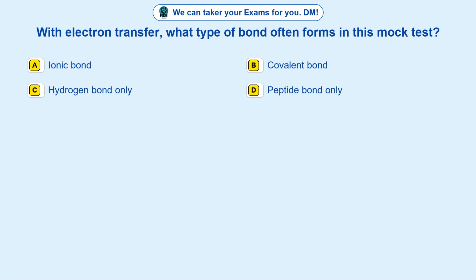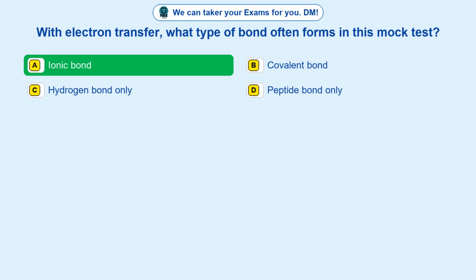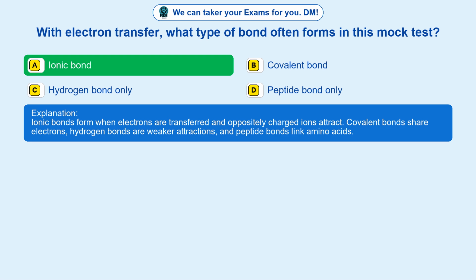Question 33. With electron transfer, what type of bond often forms in this mock test? Option A, ionic bond. Option B, covalent bond. Option C, hydrogen bond only. Option D, peptide bond only. The correct answer is option A. Ionic bond. Ionic bonds form when electrons are transferred and oppositely charged ions attract. Covalent bonds share electrons, hydrogen bonds are weaker attractions, and peptide bonds link amino acids.